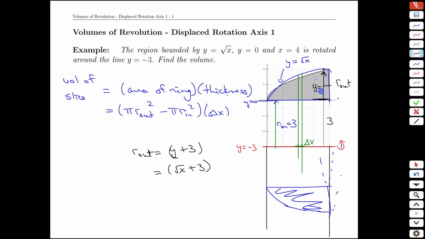Check it at the endpoints. Do whatever you need to do to convince yourself that the graph itself, the function value y, is not going to be enough here. By moving things off the axis, we're essentially adding 3 to all the radii, inner and outer.